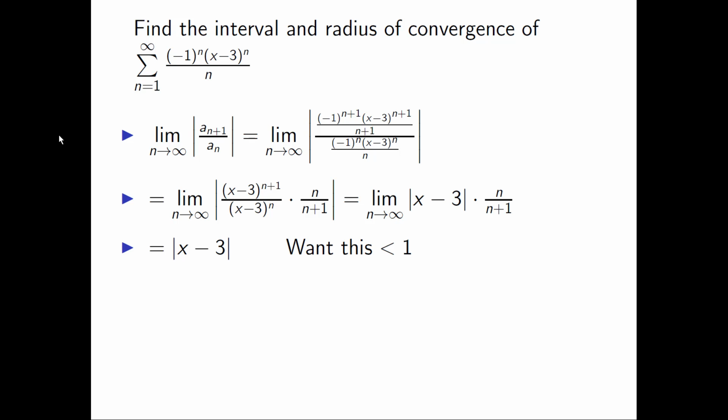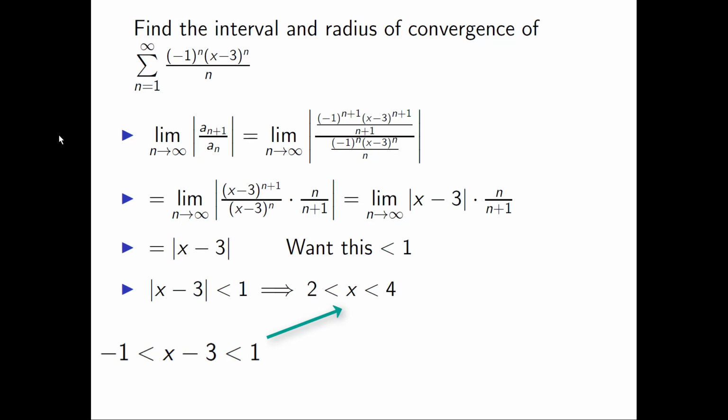Well, saying that the absolute value of x minus 3 is less than 1, just a quick reminder of how we can do that, if you can't remember. Another way of saying that is that x minus 3 is greater than negative 1, but less than 1. And if we add 3 to both sides of that, we get that x must be between 2 and 4. So that gives us pretty much our interval of convergence.